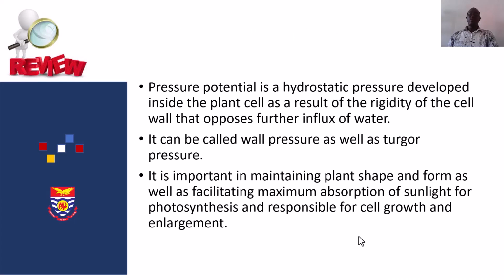So, in review, pressure potential is a hydrostatic pressure developed inside the plant cell as a result of the rigidity of the cell wall that opposes further influx of water. It can be called wall pressure as well as turgor pressure. It is important in maintaining plant shape and form as well as facilitating maximum absorption of sunlight for photosynthesis, and it is responsible for cell growth.